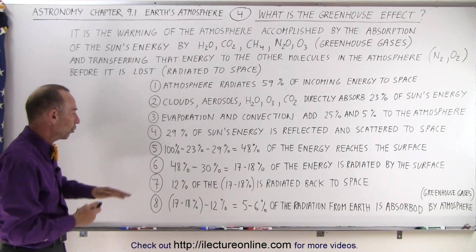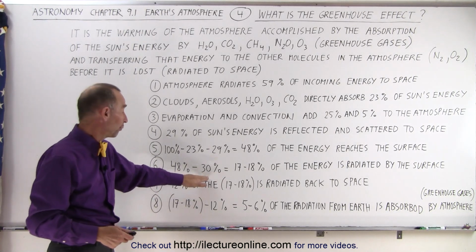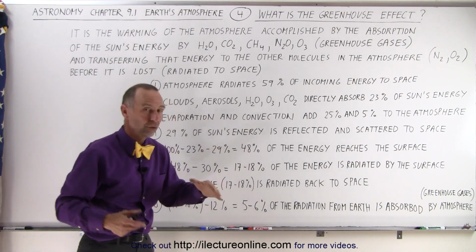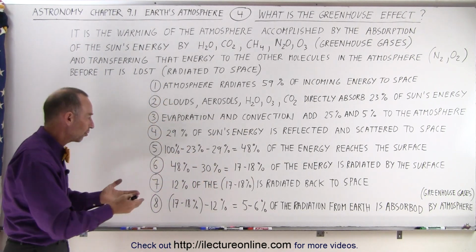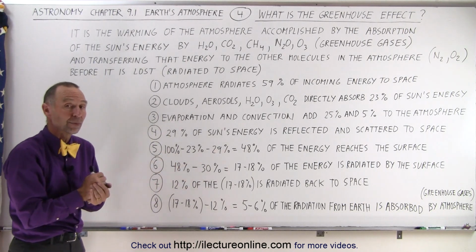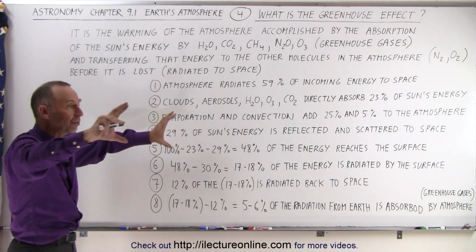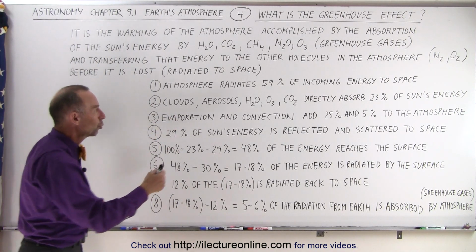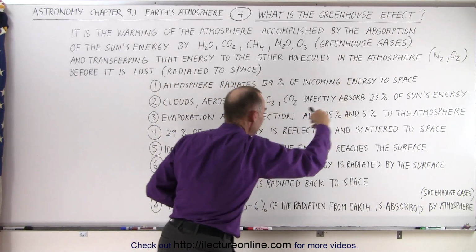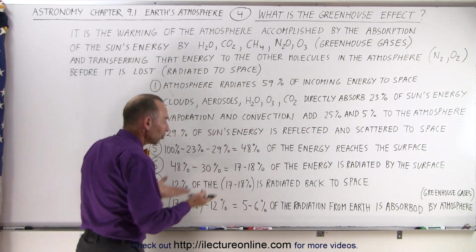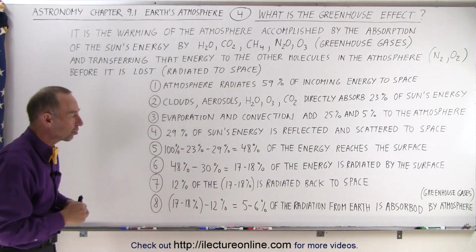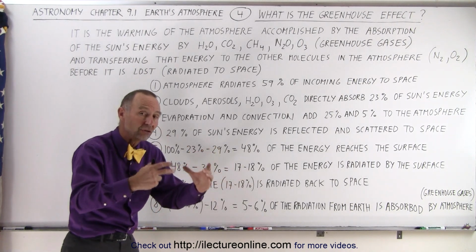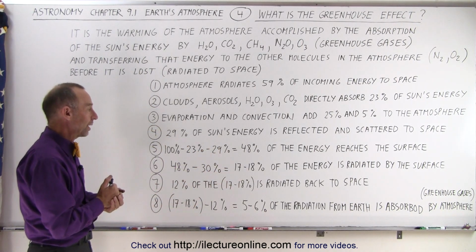What happens after it reaches the surface? Well, 30% of that 48% goes back into the atmosphere through evaporation and convection. So of the 48% that makes it to the surface, the vast majority of that, 30%, makes it back into the atmosphere via evaporation and via convection. So 23% is absorbed on the way in, and 30% is pushed back into the atmosphere after it has reached the surface of the Earth. That leaves us with about 17 to 18% that has reached the surface of the Earth, for which we don't know yet what's going to happen.